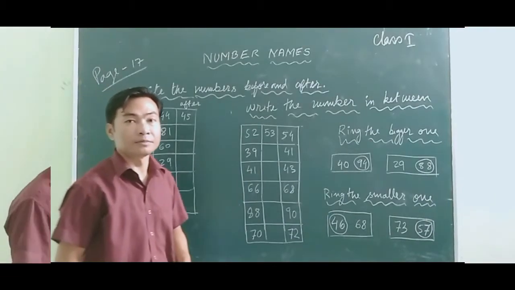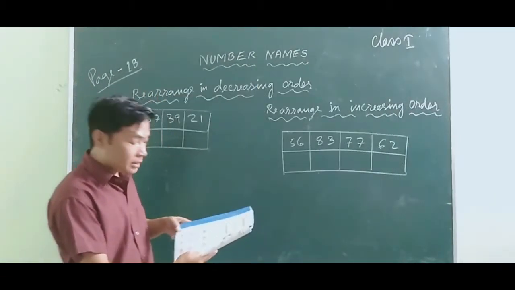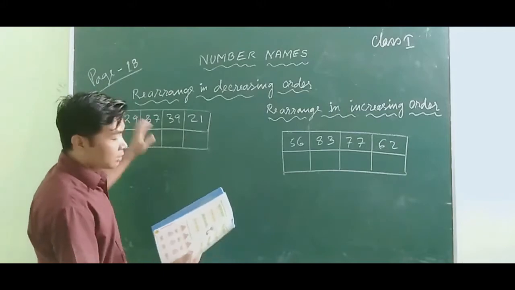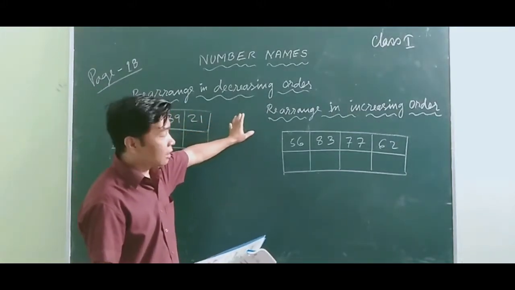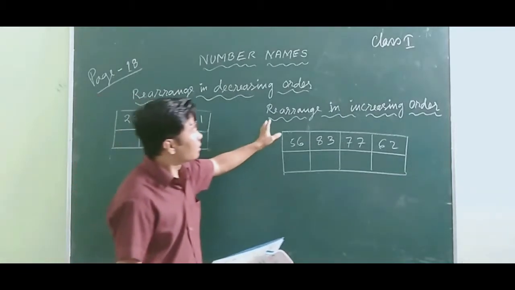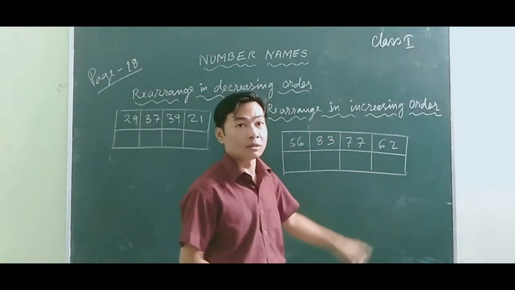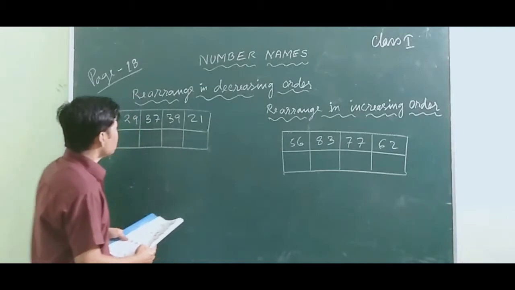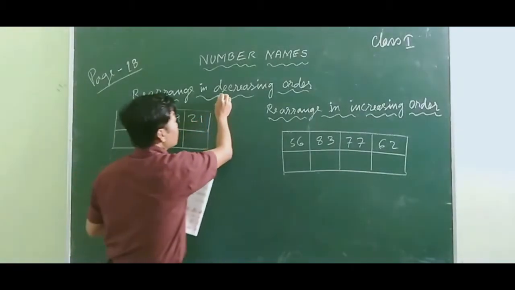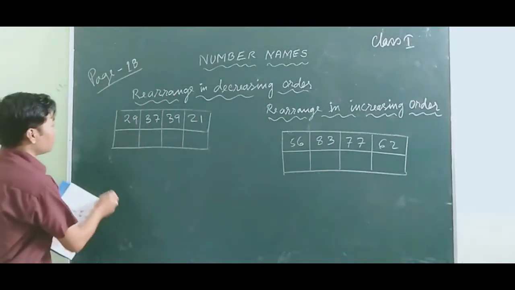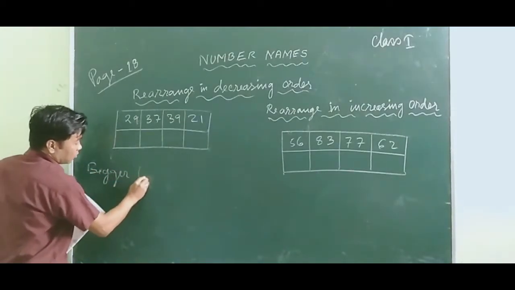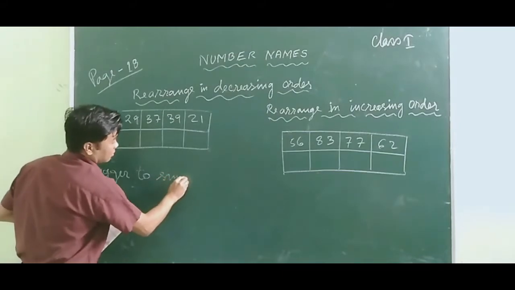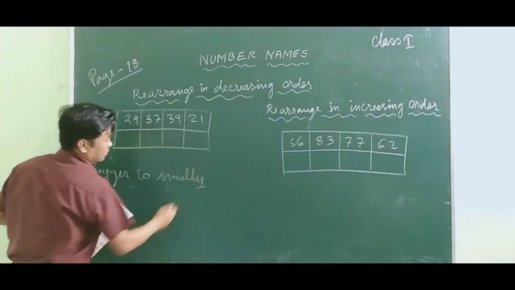Just practice at home. Okay, open page number 18. See, page number 18, rearrange in decreasing order. And on the right hand side, rearrange in increasing order. Now, decreasing order means from bigger to smaller.